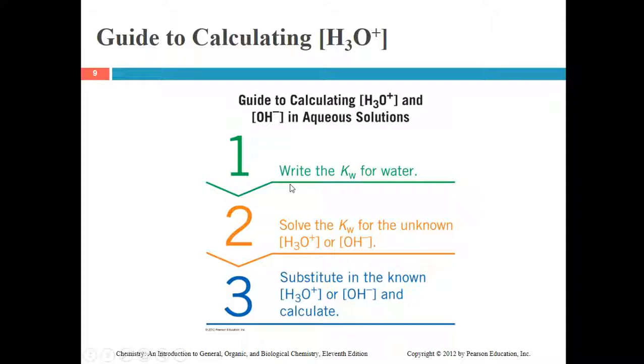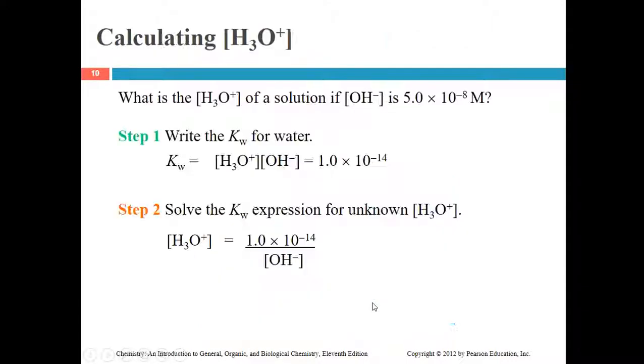First, write down our formula, Kw for the water, so that we can solve for it. So Kw equals our hydronium ion concentration times our hydroxide concentration, which is 1 times 10 to the negative 14. Then we substitute in the known, whatever they give us, whether it's the hydronium ion concentration or the hydroxide, and then we're going to calculate.